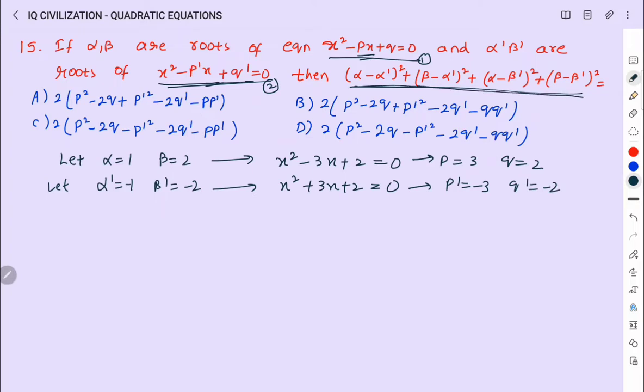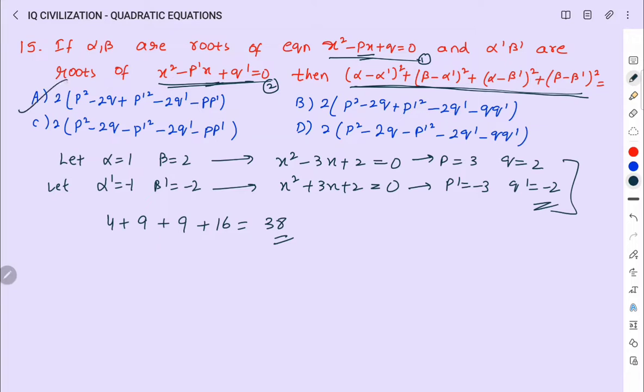Now in this whole one I will just start substituting alpha minus alpha dash whole square. So alpha minus alpha dash whole square, that is nothing but 4, and next beta minus alpha dash whole square, that is 9, and alpha minus beta dash whole square, that is nothing but 9, and beta minus beta dash whole square, that is 16. So total is 38. Now just put these values here, alpha beta alpha dash beta dash, p q p dash q dash in the options, and you will get the answer.